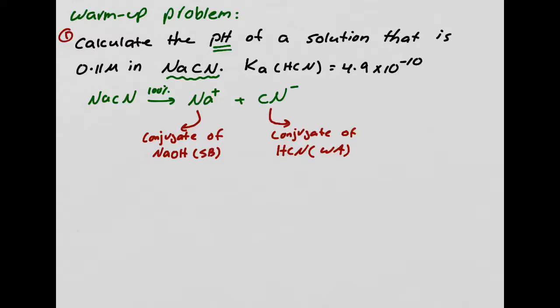Now we mentioned this a couple times: if you have a strong acid or a strong base, the conjugate is going to be neutral. And then what we said, if you have a weak acid, then the conjugate is going to be basic. If you have a weak base, the conjugate is going to be acidic. So far so good. So HCN is a weak acid. So what can you tell me about the conjugate? The conjugate is going to be basic.